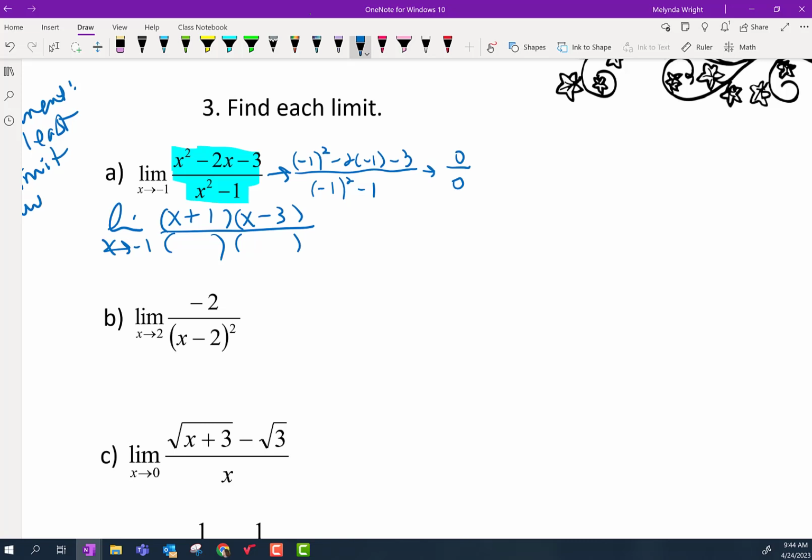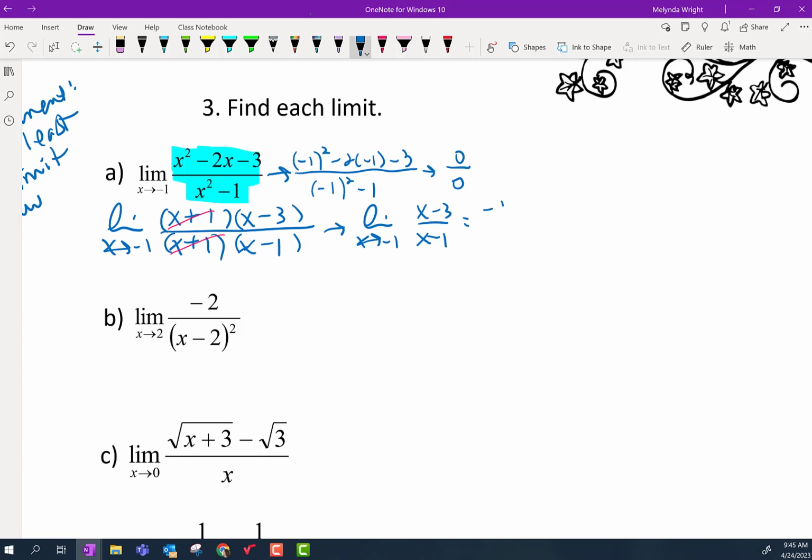The denominator is a special kind of factoring pattern. Do we remember what that is? Yep, x plus 1, x minus 1 is the difference of perfect squares. So this is x plus 1, x minus 1. Okay, do we see something that we can simplify? The x plus 1s, very good. So the x plus 1s are gone, so let's rewrite it, and then we're going to try it again. The limit as x goes to -1 of x minus 3 over x minus 1.